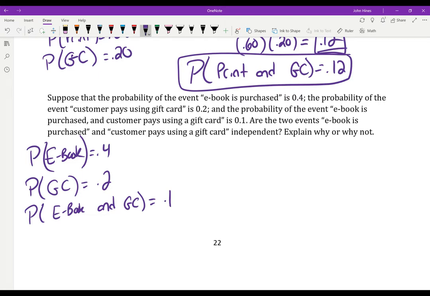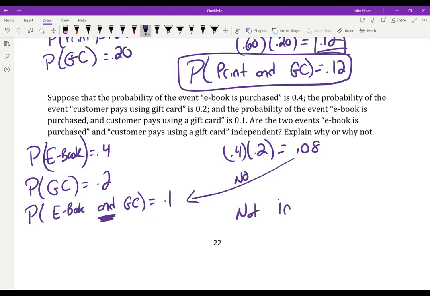Are these events independent? Well, let's find their product. Let's do ebook times gift card. 0.4 times 0.2 comes out to be 0.08. Does that equal the AND probability? No, they're not equal. So are these events independent? These events are not independent. Why? Their product did not give me the AND.